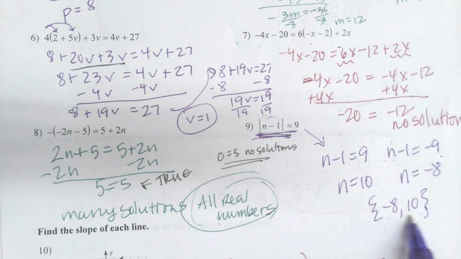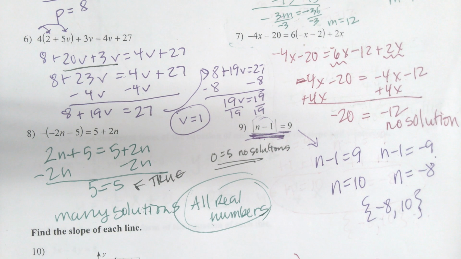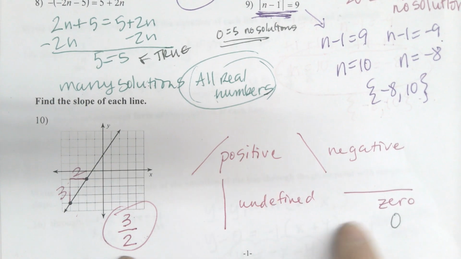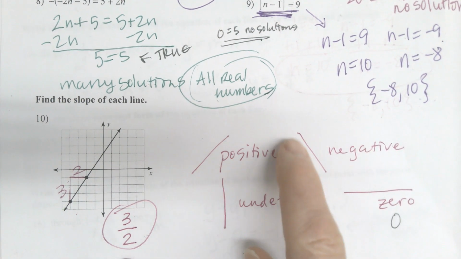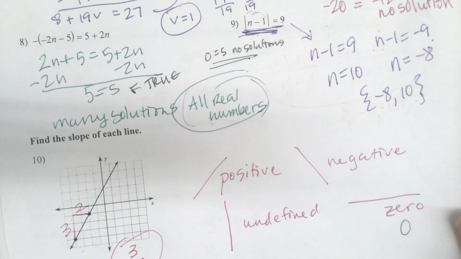Oftentimes it'll be written in set notation in multiple choice, and usually they put the smallest number first and the bigger number second. They'll put it in order from least to greatest. It's not that you have to write it that way, that's just typical. Okay? Then we got into slope. If you didn't get this down yesterday, please do. Remember, positive is rising, negative is dropping, undefined is straight up and down, 0 is that flat line. So you'll see undefined and 0 as we go through.